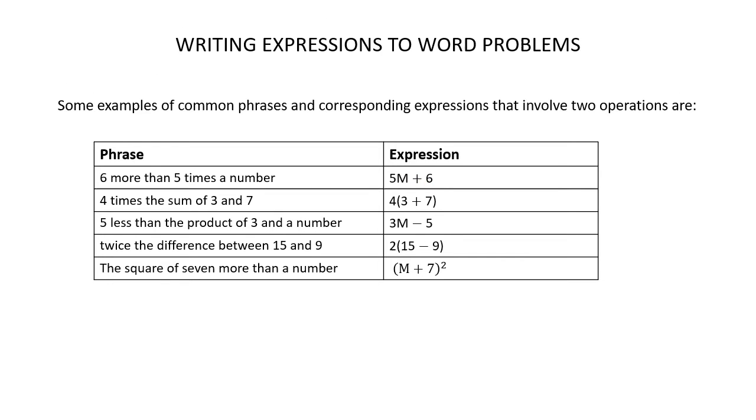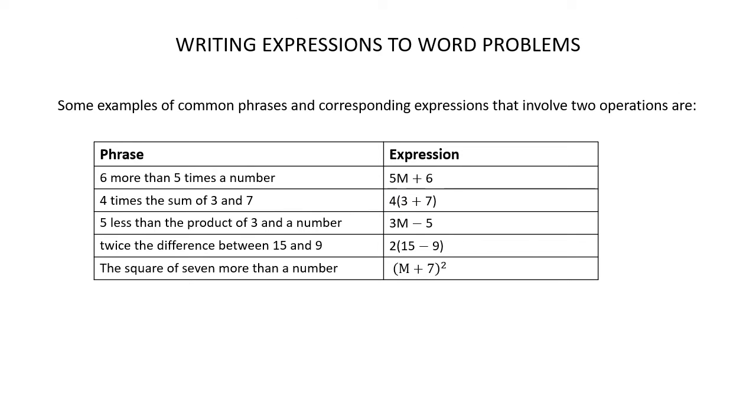Let's look at the next phrase. 4 times the sum of 3 and 7. The sum of 3 and 7 is written as 3 plus 7. 4 times the sum of 3 and 7 means you have to multiply this sum with 4. So 4 times the sum of 3 and 7 means 4 multiplied by 3 plus 7.